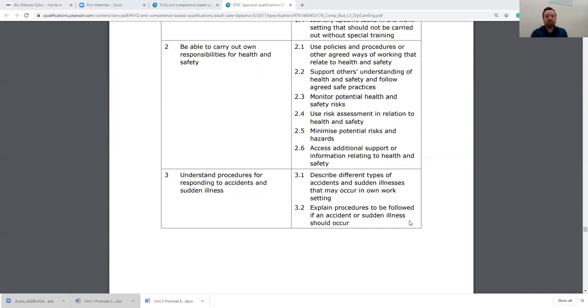And then it's not just, oh, but I was told to. It's, I know I must do this. I've read the policies. I've read the procedures. 2.3 is about monitoring potential health and safety risk.